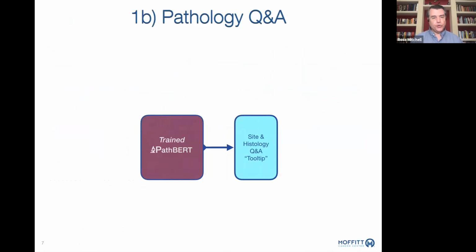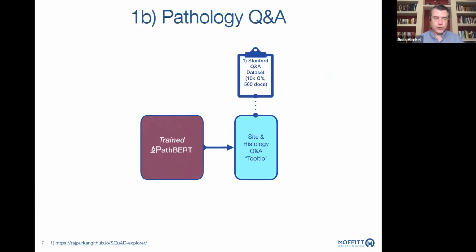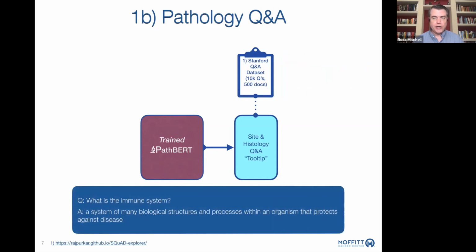Now, once we had trained PathBERT, we still had to train a tooltip or a head to answer questions from the pathology report. And that also was a multi-stage process. The first stage was to use a very standard data set, the Stanford Question Answering Dataset, the SQuAD data set. It's a very common data set used for question answering training. So we used that in the first pass, and it contains very general questions. They're sort of like Wikipedia entries, and the questions are about the Wikipedia entry.